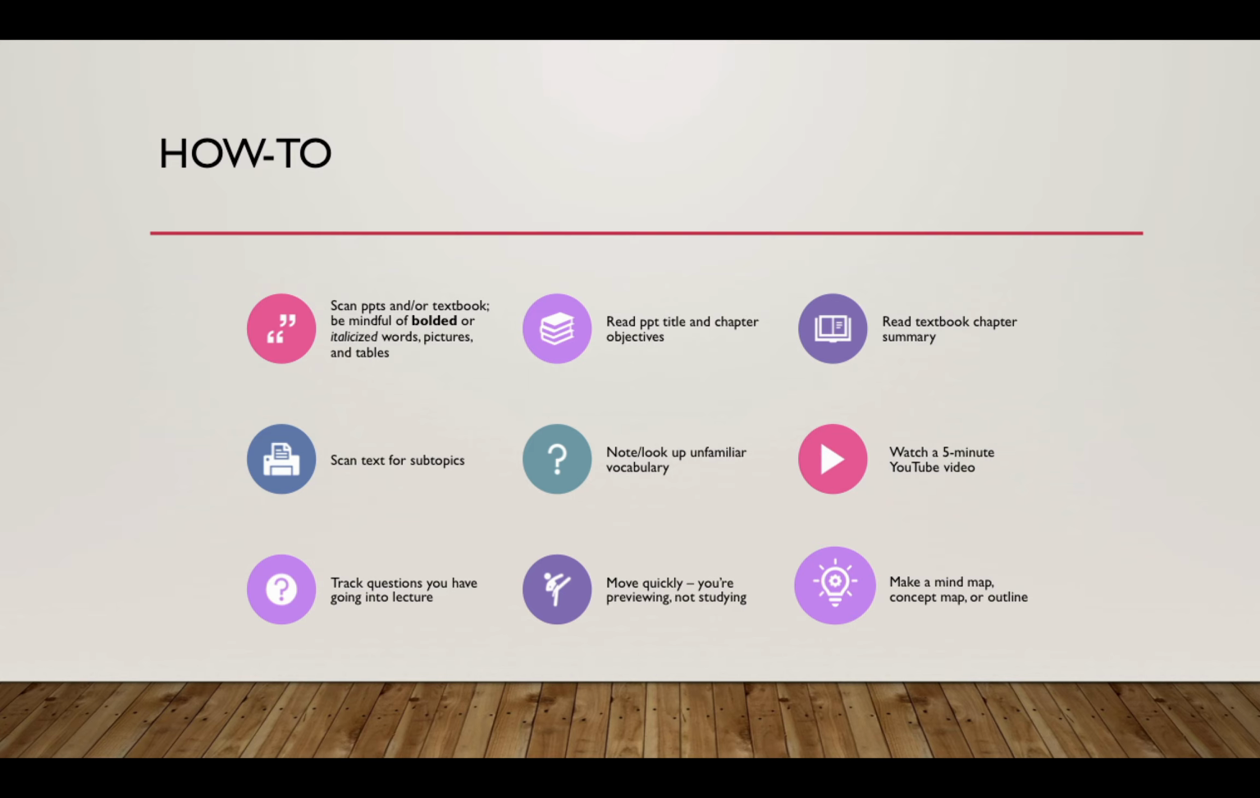By the time he was finished with that, he had the information in his brain pretty well and just had to rehearse it a couple times before the test. But as far as understanding and grouping things together, which we'll talk about in a future video, he had that down pretty well.